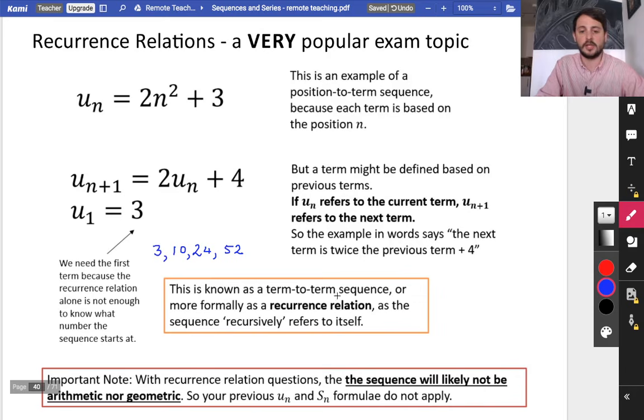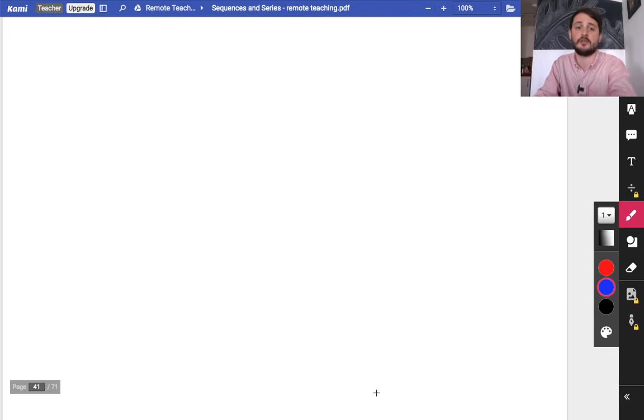So this is known as a term-to-term sequence because you're going from one term to the next, or more formally as a recurrence relation, as the sequence recursively refers to itself. Important note, with recurrence relation questions, the sequence will likely not be arithmetic nor geometric, so your previous un and Sn formulae do not apply. So these questions are kind of separate, and you just need to explore them and spot patterns that happen. But I really like these questions. I think they're really interesting.